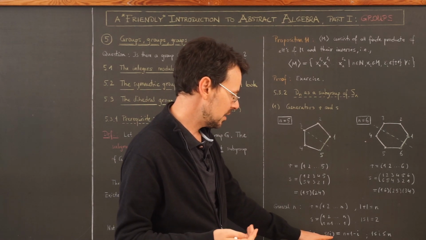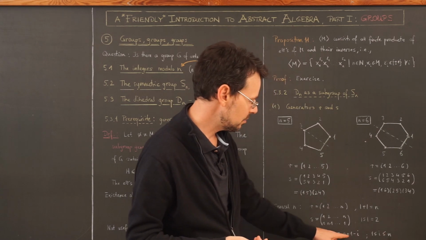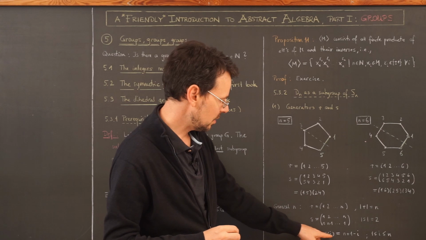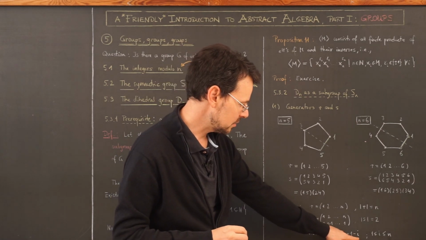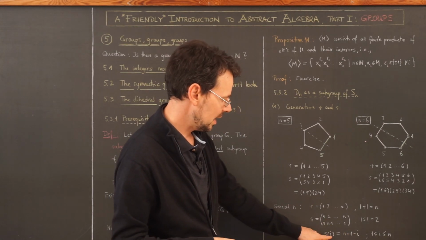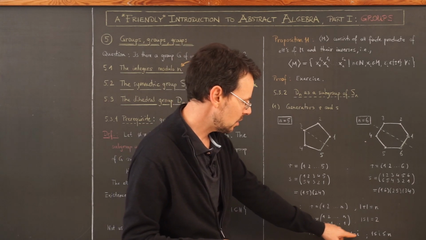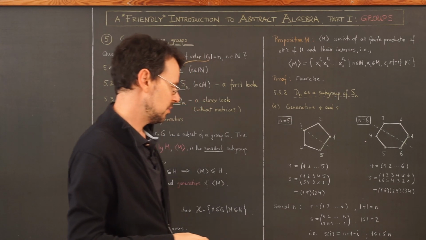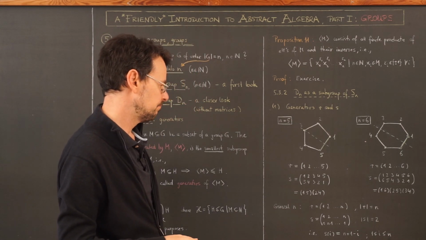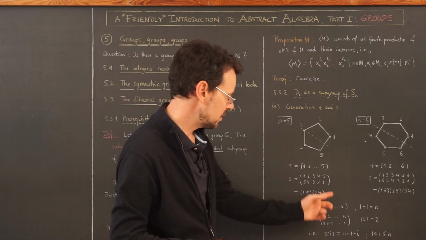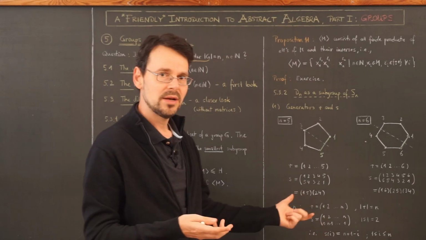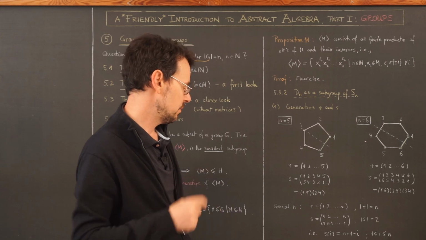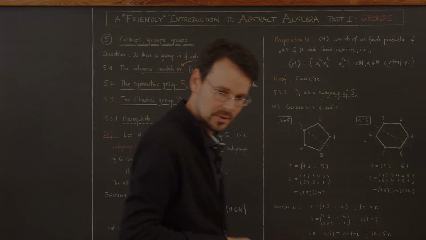S applied to any number i between 1 and n is simply n plus 1 minus i. Let's test that. S applied to 1 is n plus 1 minus 1, so n. Alright. S applied to n is n plus 1 minus n, 1. Okay, and all the numbers in between similarly. So those two guys here will be the generators of the dihedral group Dn, as we will see now.